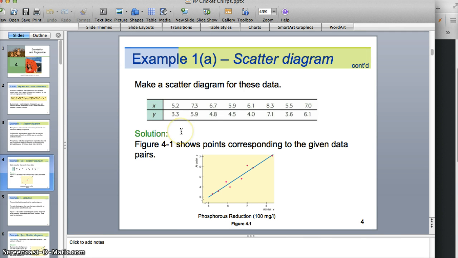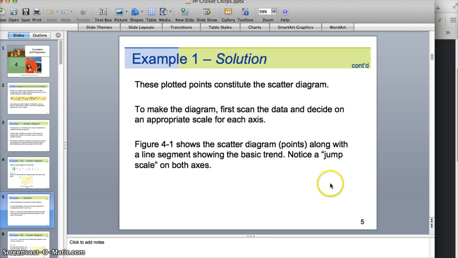So here are the data values. There are 8 points, and here are the x values and y values. Notice there are 8 data values as above. When you're graphing these, just as a reminder, x is the horizontal axis, y is the vertical axis. You graph the x and then the y. You walk before you run. These plotted points constitute the scatter diagram.